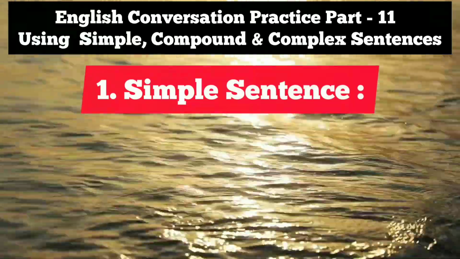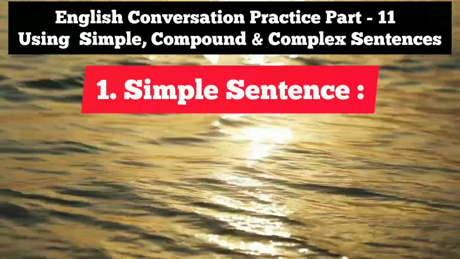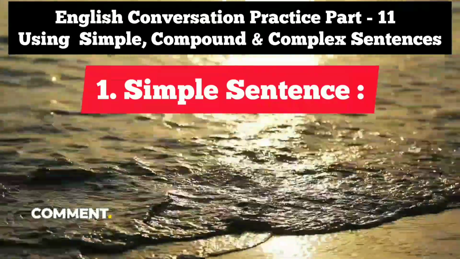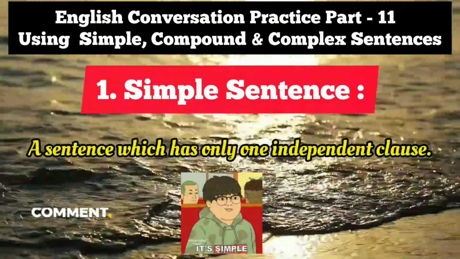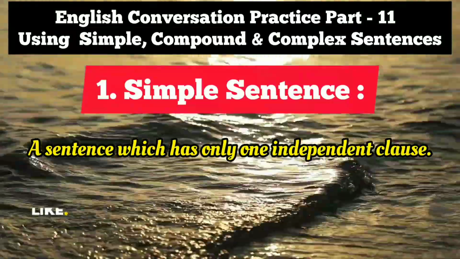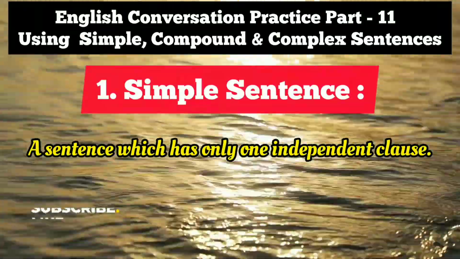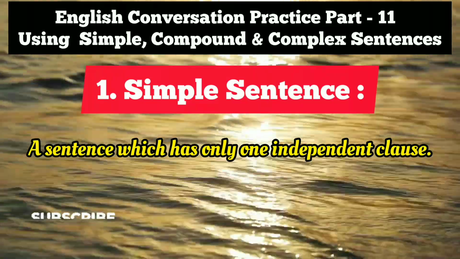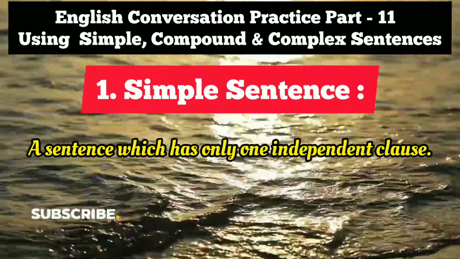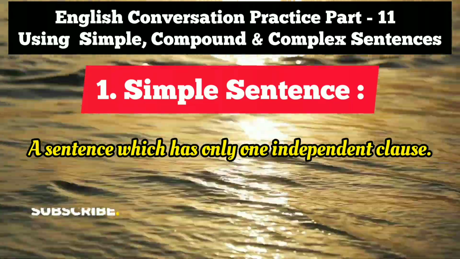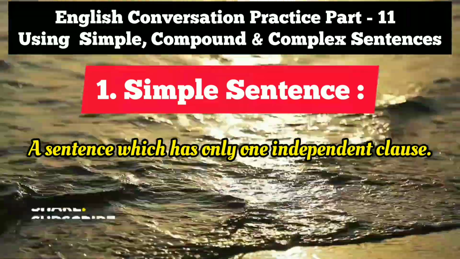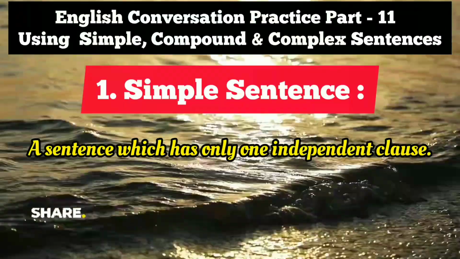As you see on your screen, simple sentence. A simple sentence is a sentence which has only one independent clause. When you see only one independent clause in a sentence, that's called a simple sentence. They are quite common, and people who have just started learning spoken English, please focus on simple sentences. Try to construct more and more simple sentences because they are quite useful.